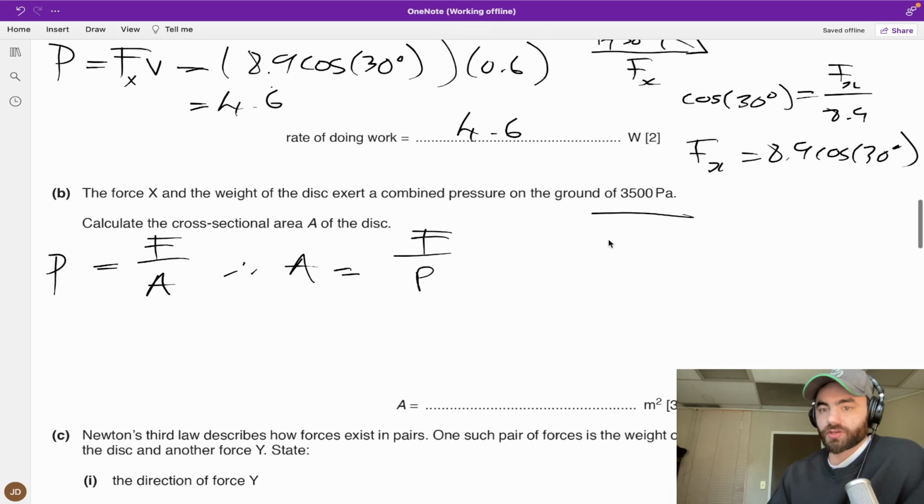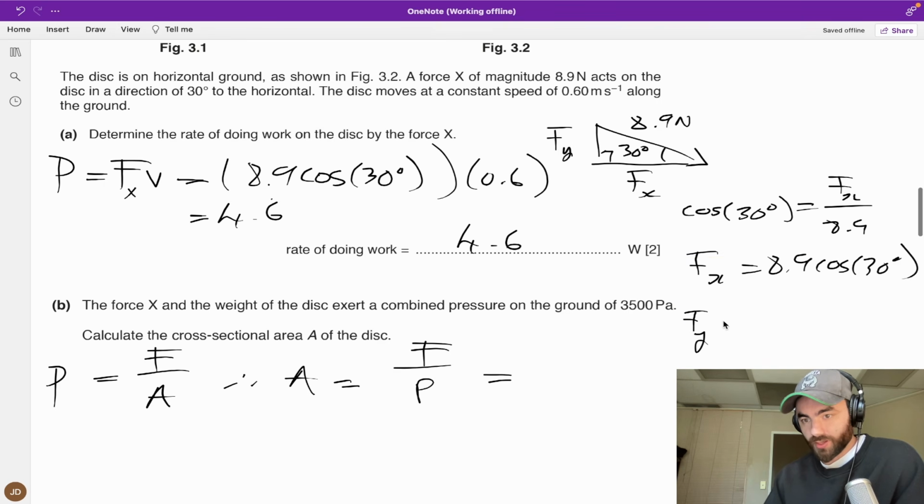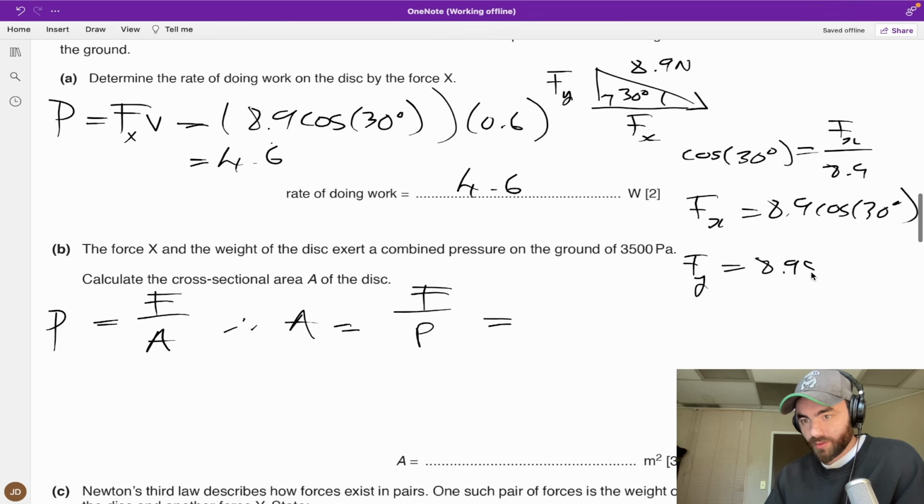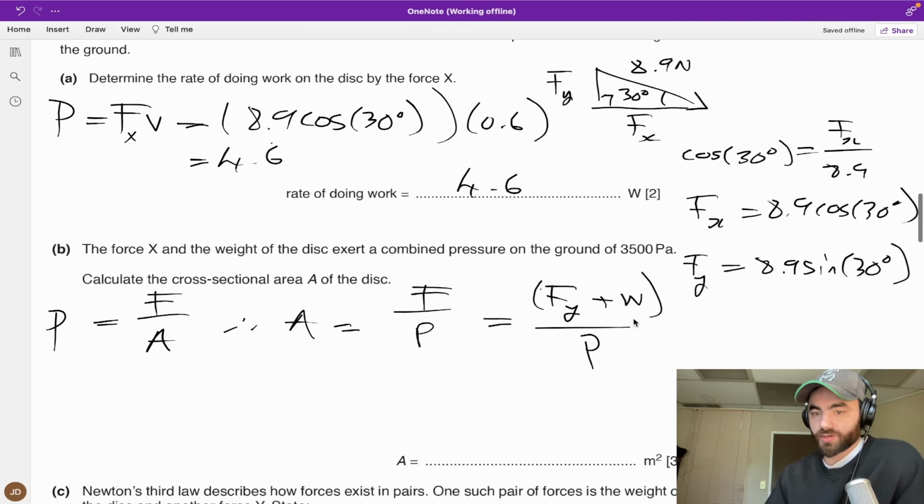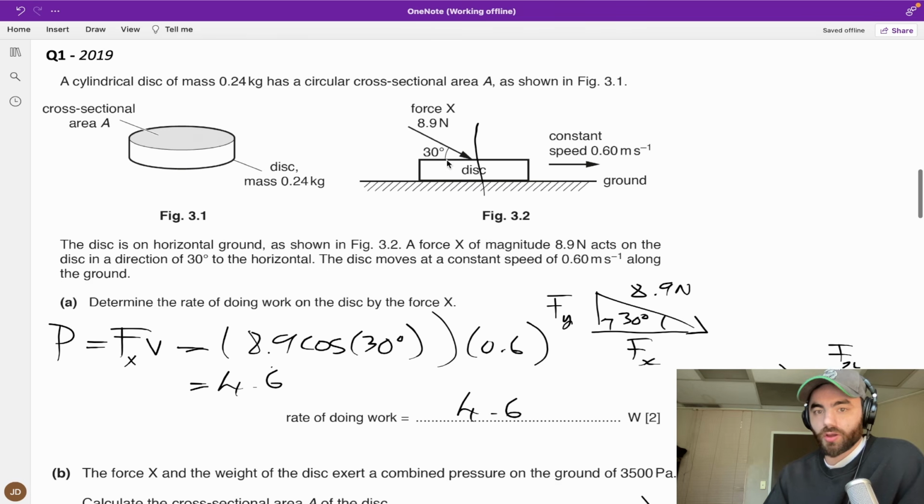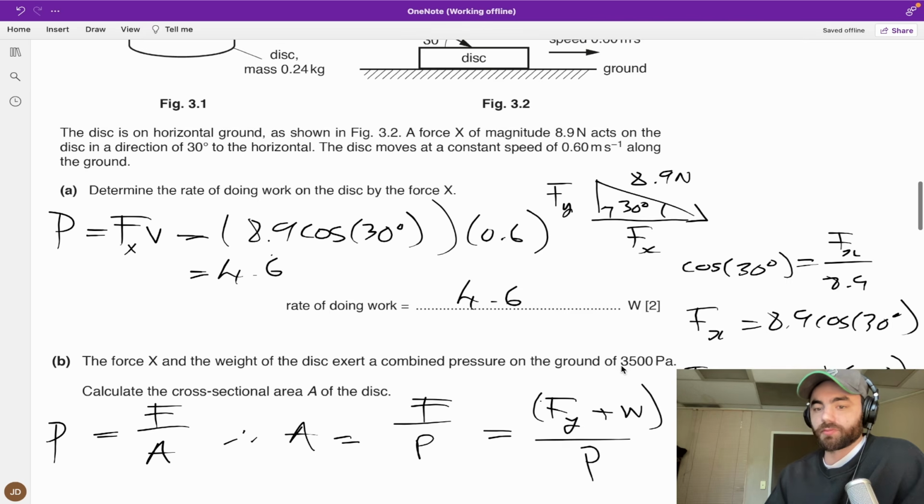We have the pressure, which is experienced on the ground. But the force is going to be equal to, well, Fy now. Y will just be doing the same thing, but instead of cos, it will be sine of 30 degrees. So this thing here will be Fy plus W over P. Because those are the two vertical components which are pushing the disk vertically down onto the ground and causing this 3,500 pascals of pressure.